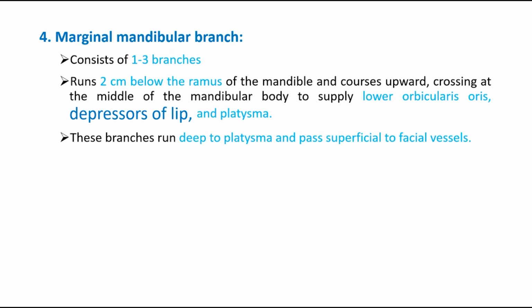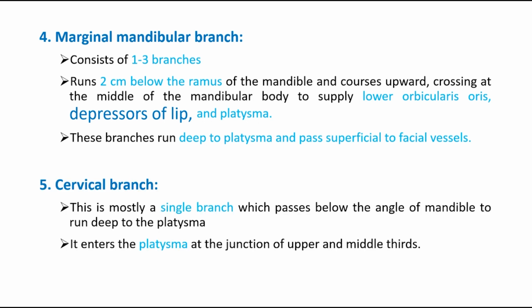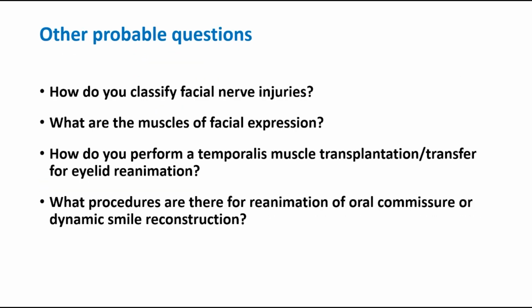The fifth branch is the cervical branch, and the cervical branch is usually a single branch and it enters the platysma on its deeper surface below the angle of the mandible. So with this, we come to the end of the course of the facial nerve and the assessment of level of injury. And there might be other questions which can be asked to you. Classify facial nerve injuries, the name of the muscles responsible for facial expression, and how will you perform the different muscle transplantation for eyelid reanimation and smile reconstruction.